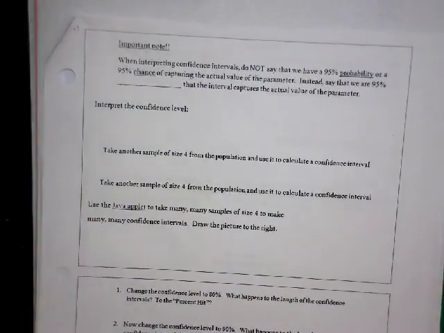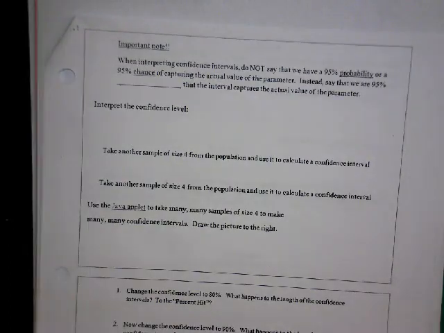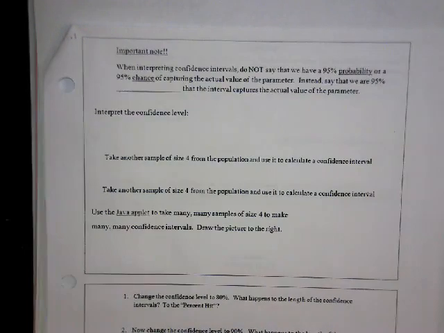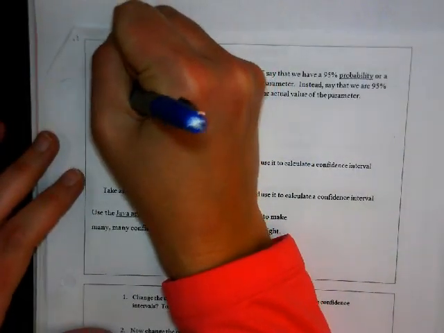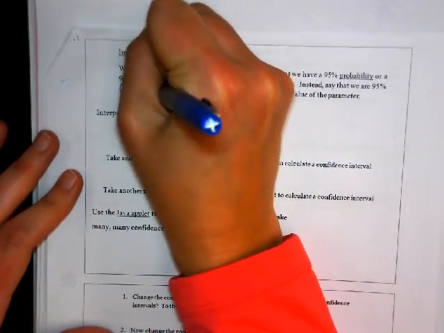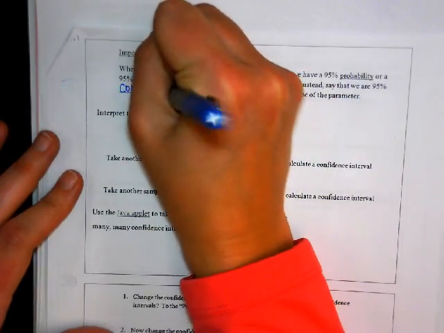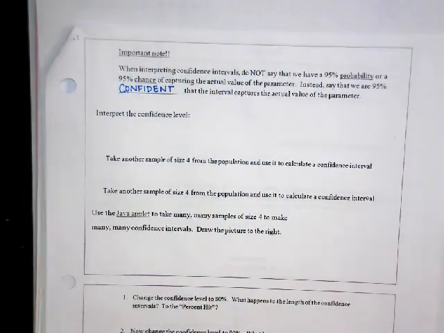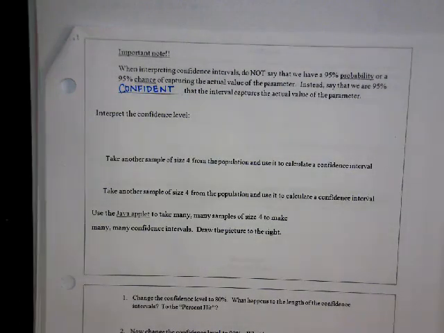So, important note, when we interpret confidence intervals, you do not say that there's a 95% probability or a 95% chance of capturing the actual value of the parameter. We always say that we're 95% confident, or whatever percent confidence interval you're working with. But if you put probability or chance in your interpretation, you're going to get it wrong. We do not say that. This is not about probability and chance anymore. It's about confidence. Just wait. I'm going to mess with your minds.